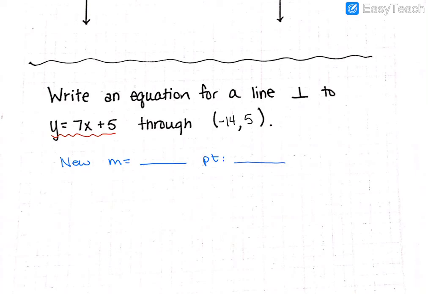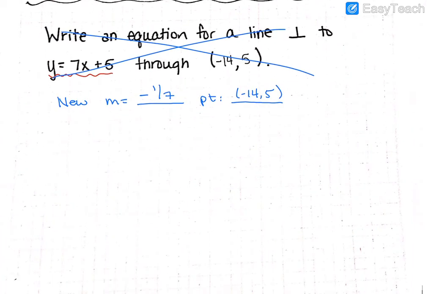So our new slope has to be opposite. So if it started as a positive, it's now going to be negative. It started as 7/1, so -1/7 is our new slope. And our point is that -14, 5 point. Now we don't have to worry about that at all. We're just trying to write an equation with this slope and this point. So we can do this one of two ways. I'm going to show you both ways.